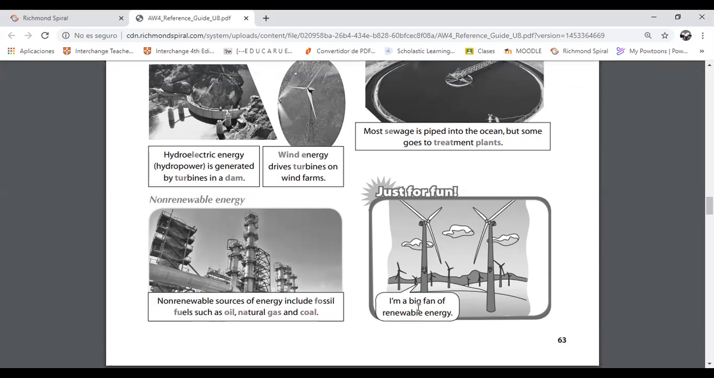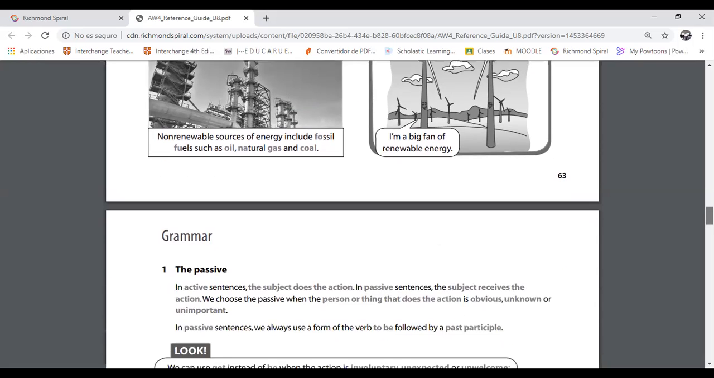Okay, now just for fun, I'm a big fan of renewable energy. Okay, you know, right? Do you understand? Fan, this thing right here, or fan, like a fan of an artist or singer. Okay, guys. Let me see.